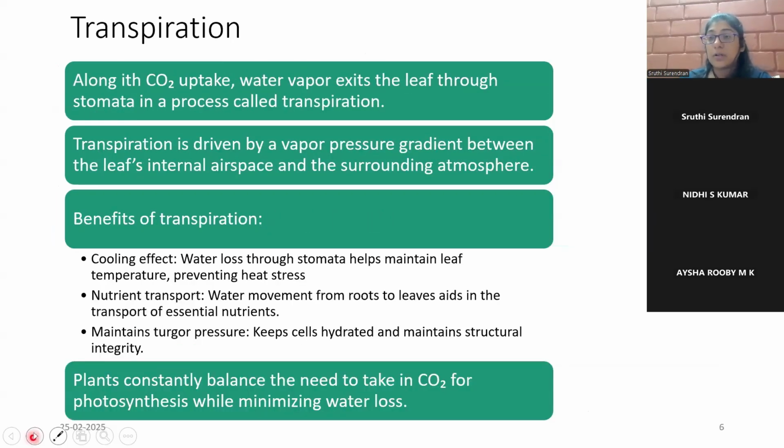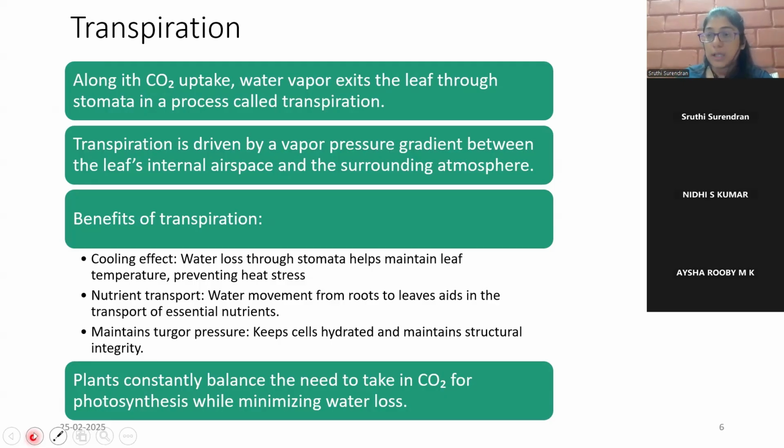Now, we talked about how during photosynthesis, carbon dioxide is taken in. So that kind of gas exchange is happening between the atmosphere and the leaf. And at the same time, oxygen is also being released, since it is a byproduct of the photosynthesis process.